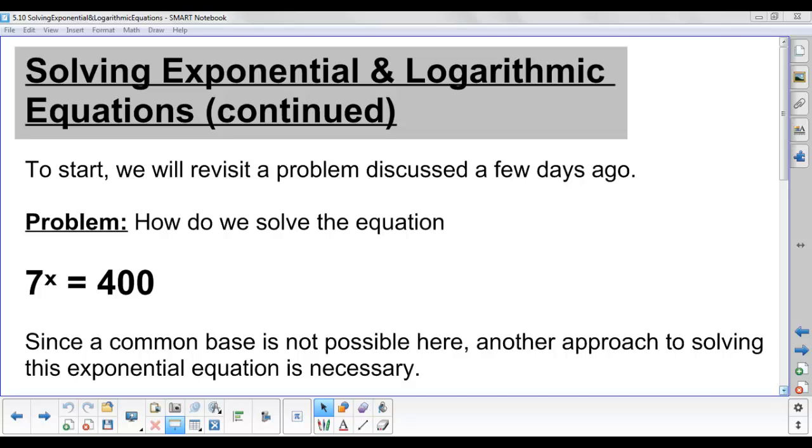To start, we're going to consider a problem that was posed a few days ago and worked out in one of the previous video lessons. A good intro and a good reminder of some things to be aware of for this lesson. So we were considering before an equation like 7 to the power of x equaling 400. The issue with that equation we determined before was that unfortunately 400 is not a power of 7. So we would be unable to treat this exponential like others we've dealt with in the past where a common base was possible.